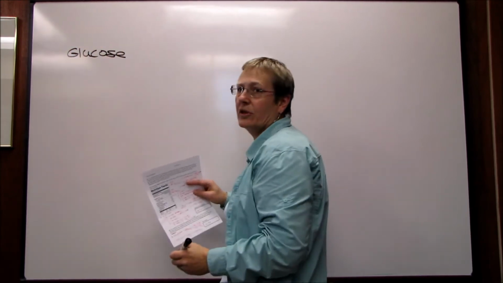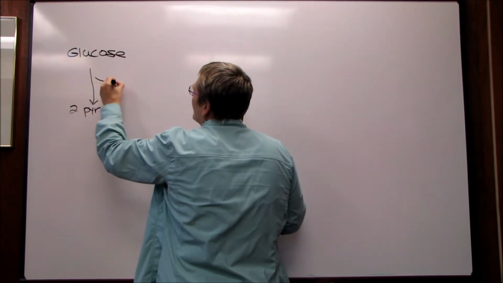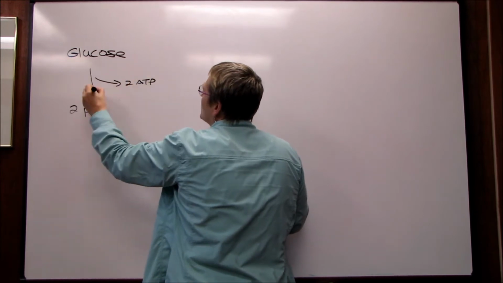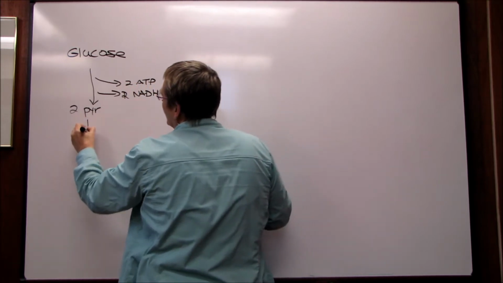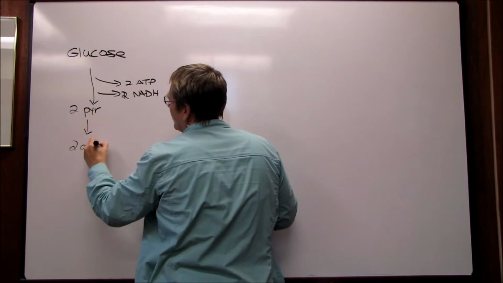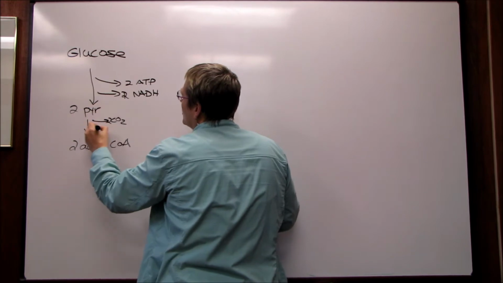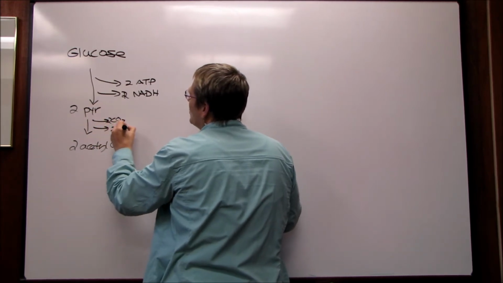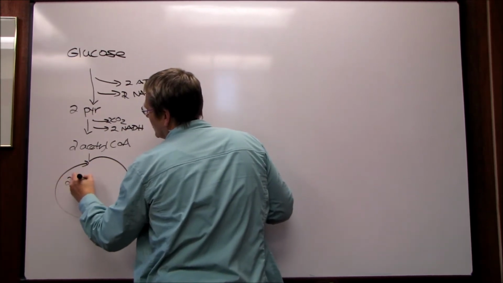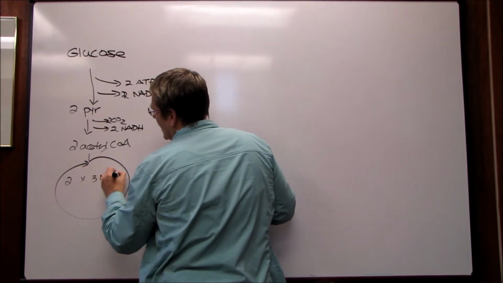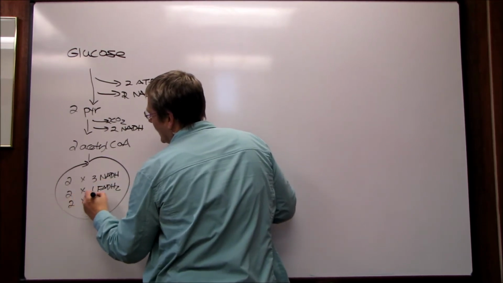Glucose. Every glucose that goes in goes through glycolysis to give 2 pyruvates. That yields net 2 ATP and 2 NADHs. Each pyruvate goes to an acetyl-CoA, so we get 2 acetyl-CoAs, giving us 2 CO2s at this point, and 2 NADHs, 1 for each one of them. Each acetyl-CoA goes through the citric acid cycle, so we get 2 times the 3 NADHs, 2 times the 1 FADH2, and 2 times the 1 ATP.